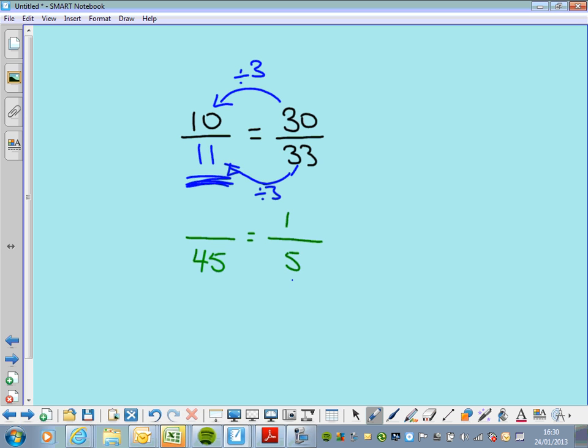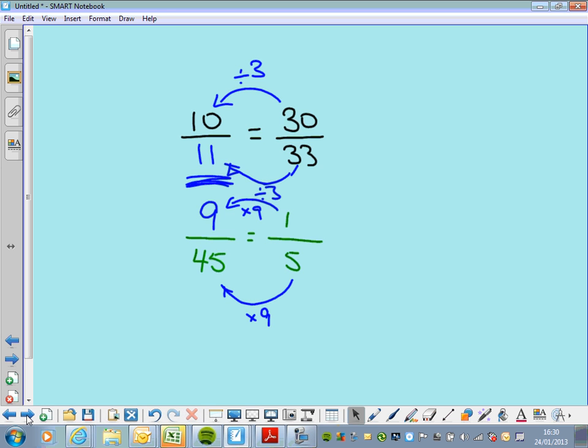Last one. What have you done to 5 to make 45? Got bigger, you've times by 9. Do the same thing to the top. 1 times 9 is 9, and that gives us an equivalent fraction of 9 over 45. 1/5 and 9 over 45 are both worth the same size.